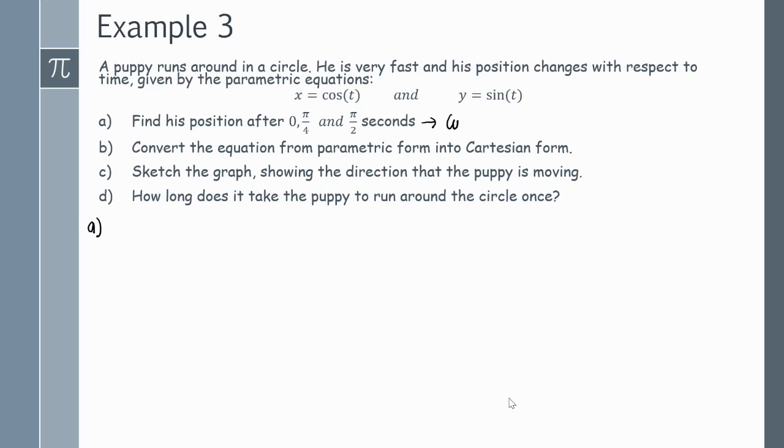Because these are cos and sine functions, we're going to find his position after 0, pi on 4, and pi on 2 seconds. He's running in a circular motion, so you can imagine this kind of like that angle. So instead of using 0, 1, 2, 3, and 4, we tend to use angles or radians here. Let's find his position for 0, pi on 4, and pi on 2 seconds.